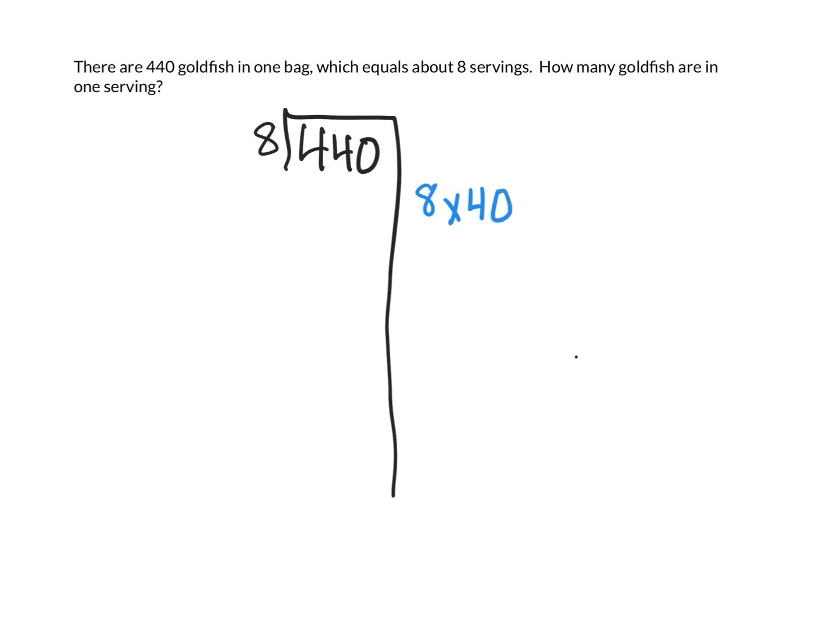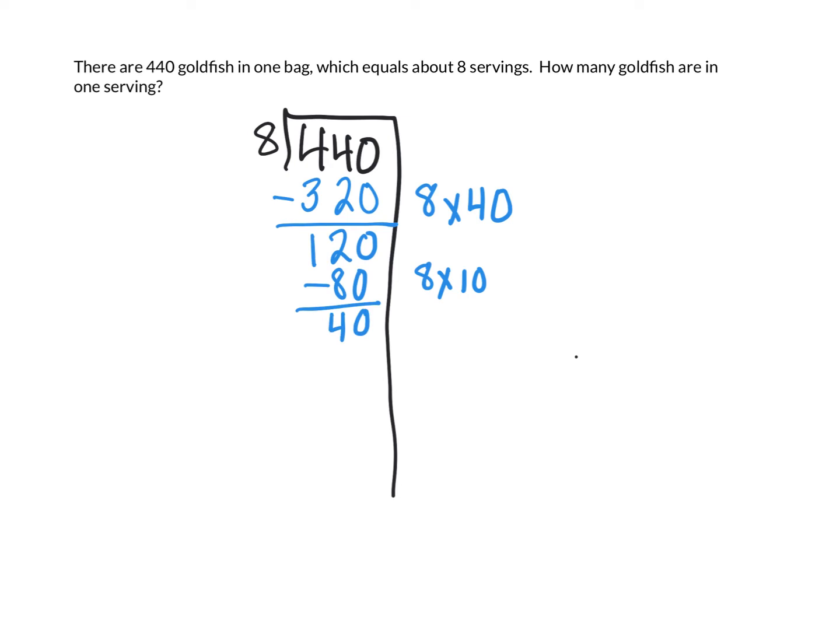If you know that 8 times 4 is 32, 8 times 40 would be 320. And I can subtract that off. 4 minus 2 is 2, 4 minus 3 is 1, and I have 120 goldfish left. So the next thing I'm considering is, can I subtract another 320? And no, I can't, because I only have 120 goldfish left. So now might be a good time to use an 8 times 10 fact, because I know that 8 times 10 is 80, and I can subtract 80 from 120.